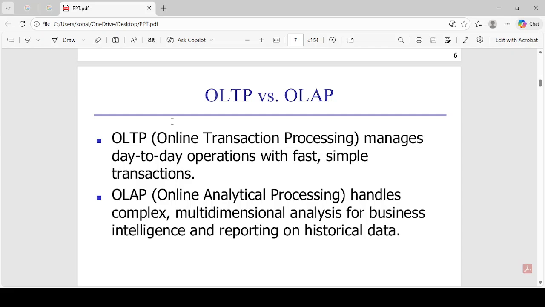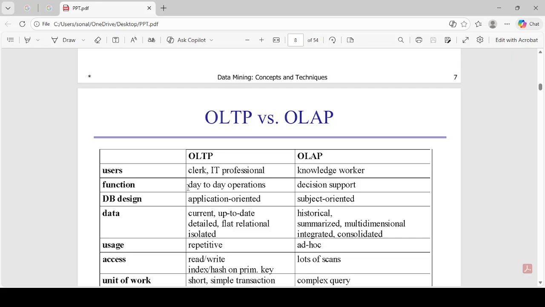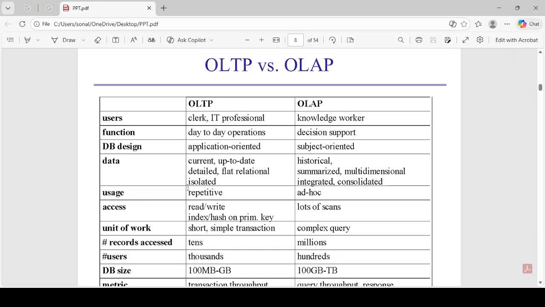Now, since we are proceeding further with the data warehouse course, you should be familiar with the term OLAP. OLAP stands for Online Analytical Processing, and it handles complex multidimensional analysis for business intelligence and reporting on historical data. Remember that OLAP helps us handle complex data, which eventually helps us make better business decisions. So it provides good business decision support. This is the differentiation between OLTP and OLAP.